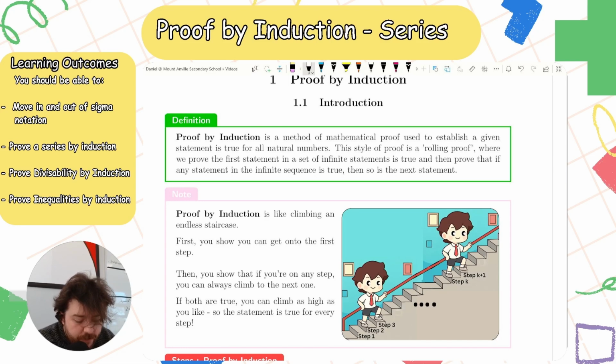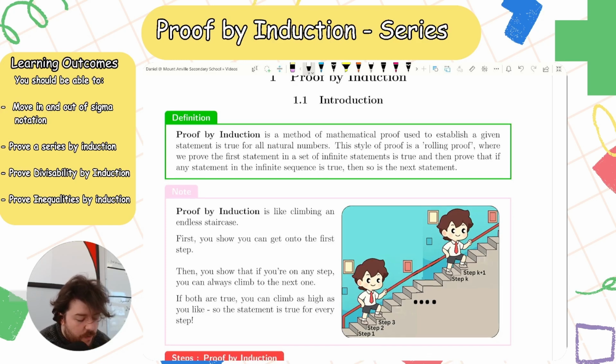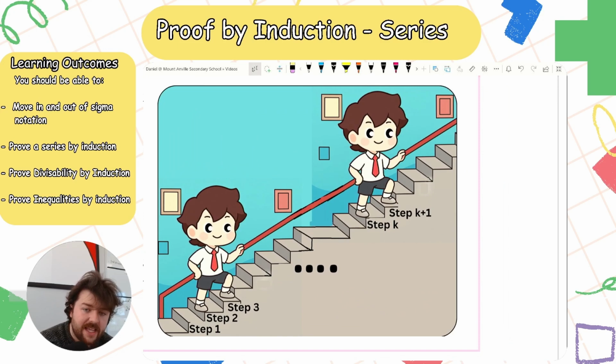Where we prove that the first statement in a set of infinite statements is true, then prove that if any statement in an infinite sequence is true, then so it is for the next statement. Think of it like stairs. We prove we can walk on the first step, grand. That's easy enough. Then we prove we can walk on any step. We call it the step case. We're generalizing it.